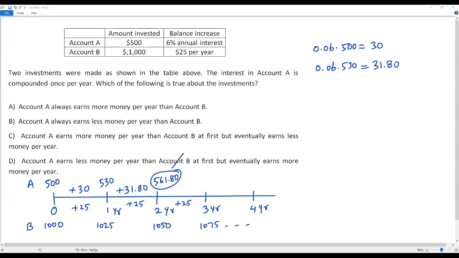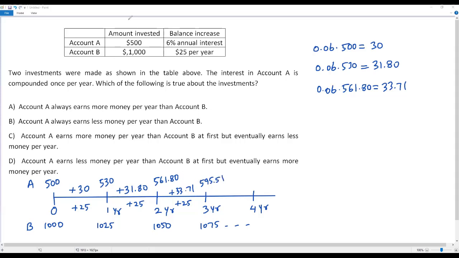So at the beginning of the third year, this is the balance we have in account A. So I have to calculate 6% on this principal, 561.80, that is 0.06 times 561.80. It gives me the result 33.71 approximately. So for the third year, I'm getting $33.71 as interest. So when I add this interest to this principal at the beginning of the third year, then the balance at the end of the third year in account A will be $595.51. So in this way, it keeps increasing.